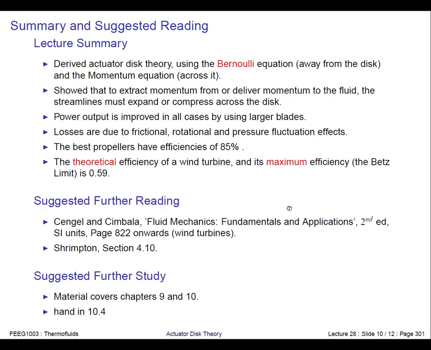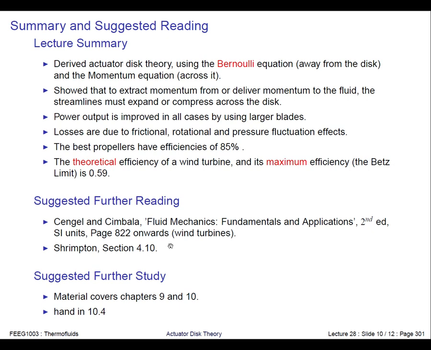Okay, so we got to the end of the lecture. Actuator disk theory is a nice way of looking at mass and momentum and Bernoulli, and we have to be careful about where we can apply the Bernoulli equation. We've looked at how changing the blade size can change the force and therefore the power output, and we've looked at the efficiency of propellers and wind turbines, and they have some useful characteristics.